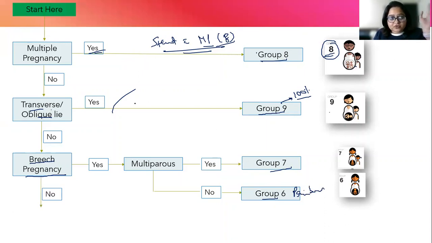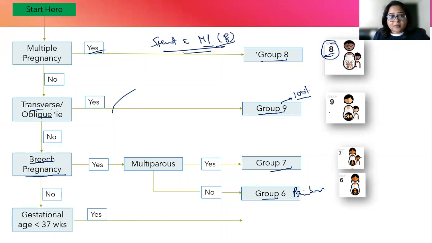No, she's not breech. So she's not multiple pregnancy, not transverse oblique lie, not breech. Then the next thing we see is preterm. Is her gestational age less than 37 weeks? Yes. What will she fall into? She'll fall into group 10. This is irrespective of a previous scar on the uterus. In fact, all these may or may not have a previous scar on the uterus that we're not seeing right now.